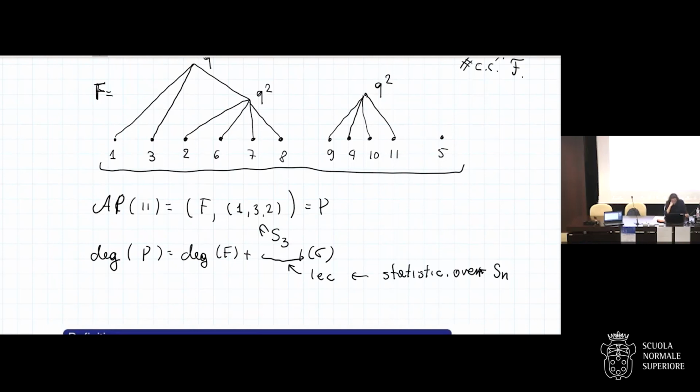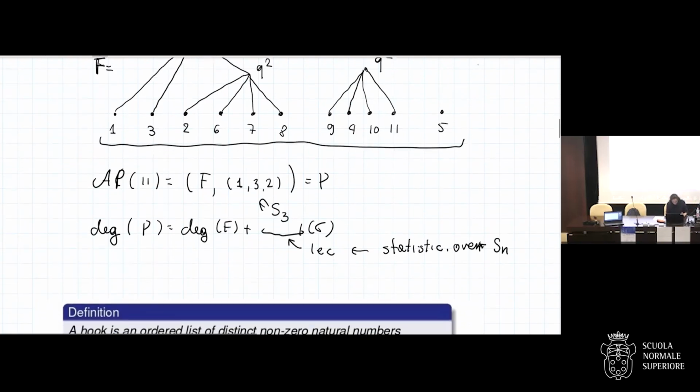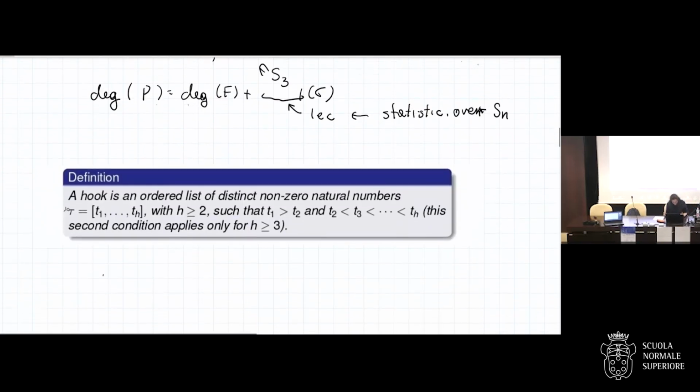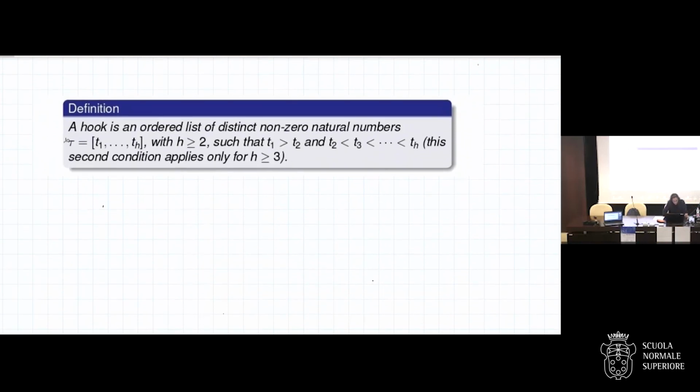Now, this something we are putting is LEC, which is a statistic that can be defined over S_n. And now I would like to spend some time talking about this particular statistic that can be defined on S_n in order to obtain a proper grading on this set of admissible pairs. So now we're going to talk about this LEC statistic. Actually, the first thing I'm going to introduce in order to talk about the LEC statistic is the definition of hook.